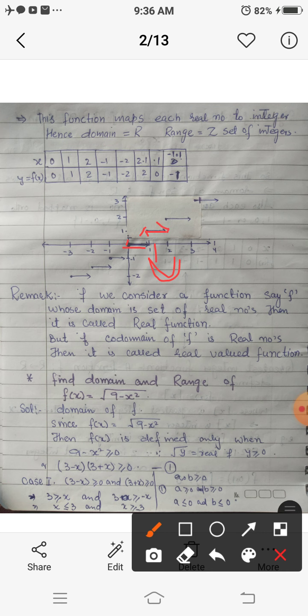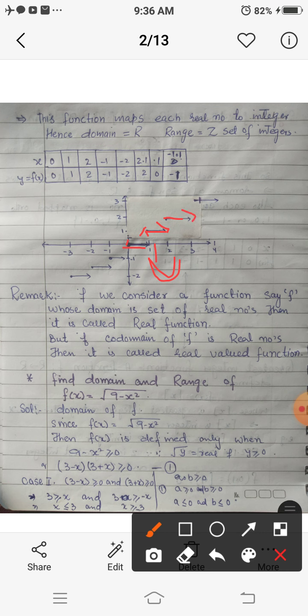Here this arrow at 2 indicates that 2 is not mapped to 1. 1.9999 is just mapped to 1, and any number closer to 2 from the left side is mapped to 1. It is only 2 which is mapped to 2. So for the interval 2 to 3, these numbers are related to 2.